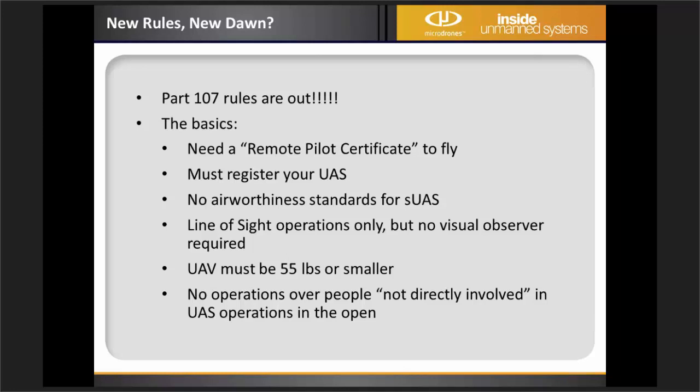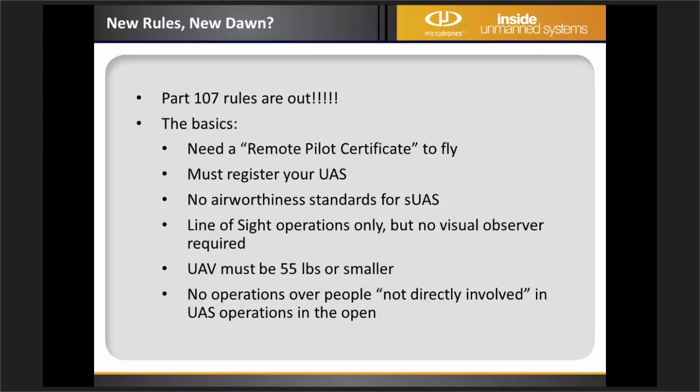All right, so the basics. Part 107's been out for a few weeks now, and you need a remote pilot certificate to fly. Not a huge surprise to us. If you were following the drama behind 107, there were two schools of thought. The manned aircraft crowd wanted intensive training and demonstrated flight proficiency in the aircraft you're going to fly, just like we do for manned aircraft. The Silicon Valley folks wanted a much reduced requirement, where we just had to do computer-based training. What we got was something in the middle: you do have to take computer-based training, but you have to take the test at an FAA testing center, and you have to get a TSA background check.